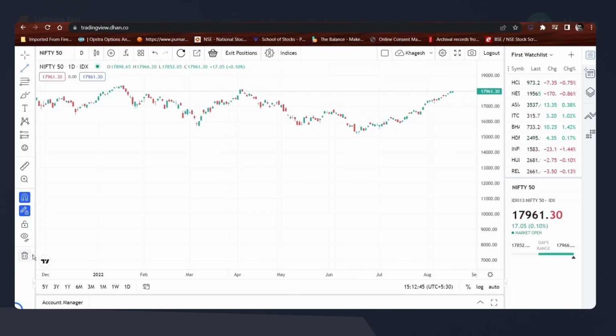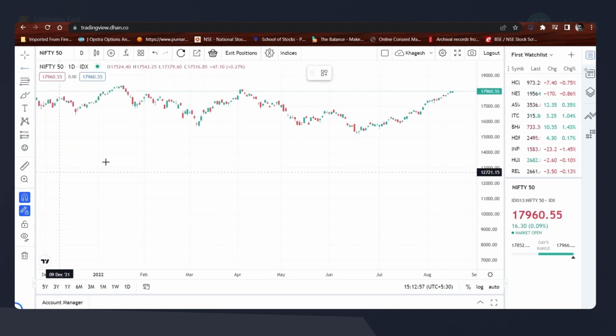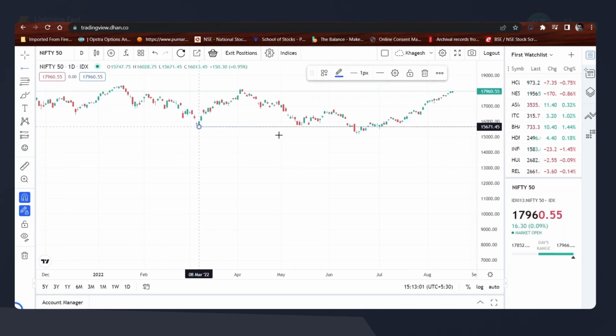Now, if I want to draw my support or resistance, I can go to this line and select the horizontal line or horizontal ray. If I notice, my Nifty has not been able to sustain below this particular level, that is 15,200 to 15,700 on a daily time frame. So this kind of indicates my support zone.